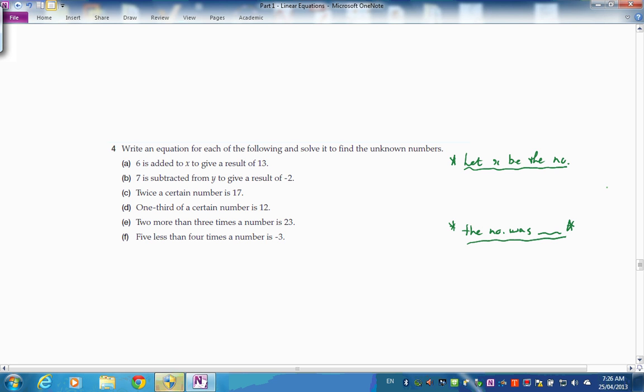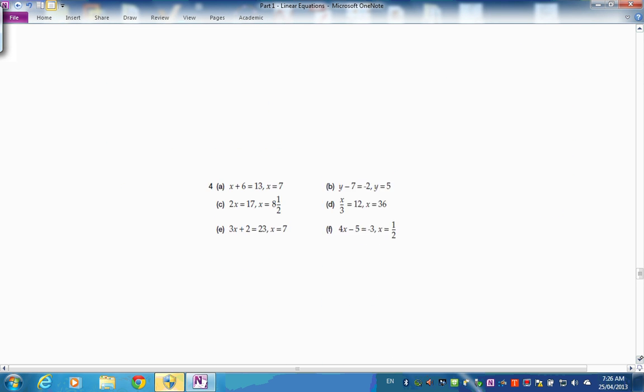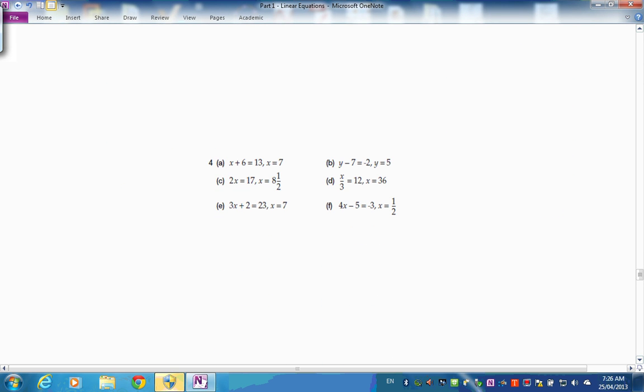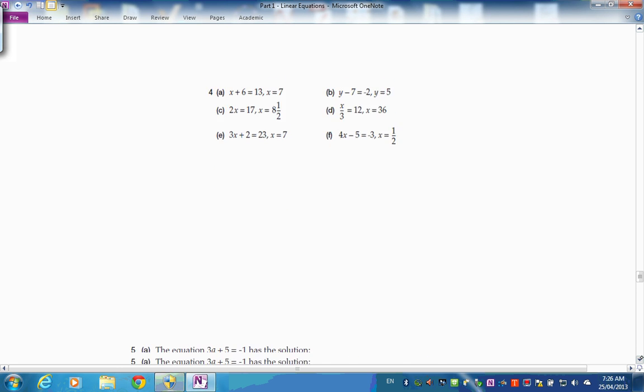I think there's only 6 of them, and check your answers as you go. So the answers are down below. Make sure you can prove those. So toggle back, have a go, and check your answers along the way. I'm going to go on now.